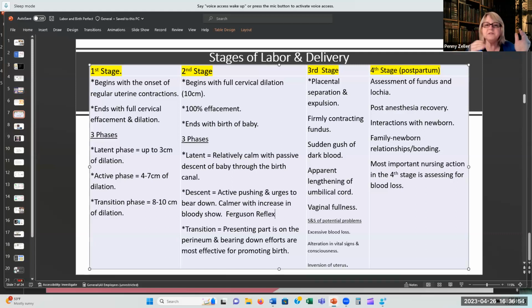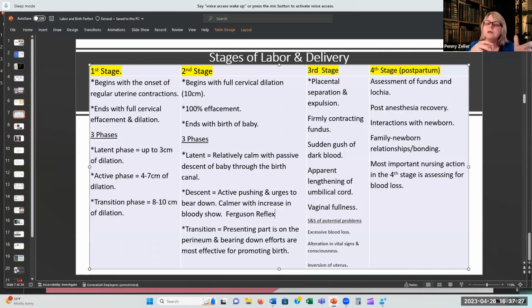So there's the active descent. And then there's another transition phase at the end of stage 2. This is when the baby's head is pressing against the pelvic floor muscles, so we're talking imminent delivery. Stage 2 begins with full dilation and full effacement. We're ready to get this baby out. That's stage 2.